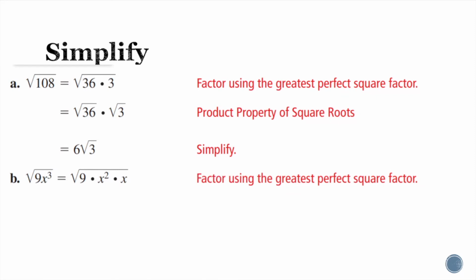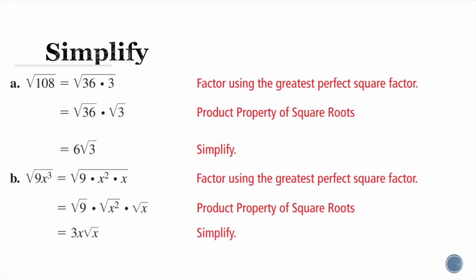Now, we're going to make things a little bit harder, but I promise you got this. So, the square root of 9 times x to the third can be rewritten as the square root of 9 times x squared times x. And again, I'm going to use the product property of square roots to get the square root of 9 times the square root of x squared times the square root of x, giving me 3x times the square root of x. Because the square root of 9 is 3, the square root of x squared is x, and the square root of x is simply the square root of x.